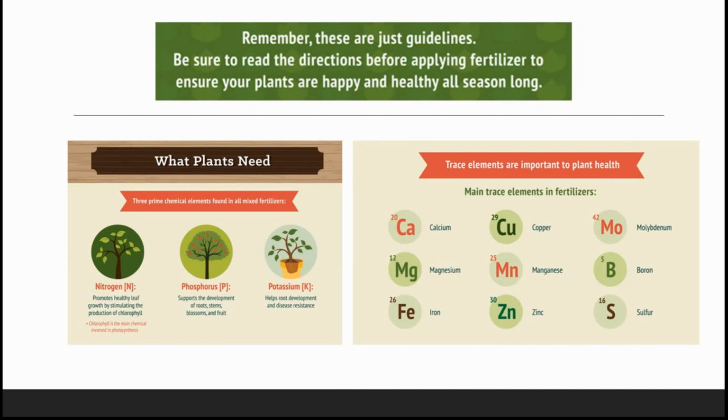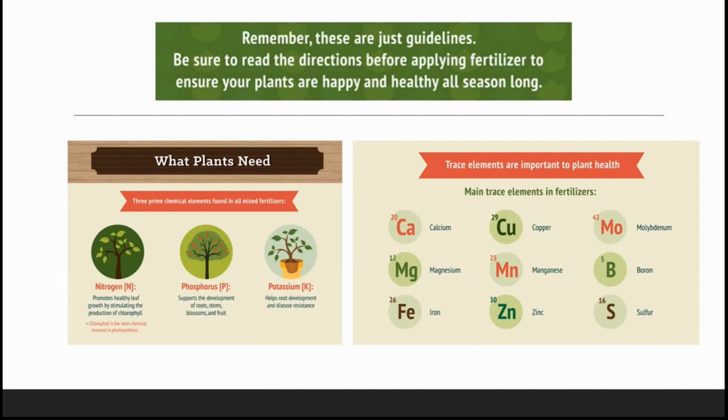Now, 3 prime chemical elements found in all mixed fertilizers are nitrogen, phosphorus, and potassium. Nitrogen promotes healthy leaf growth by stimulating the production of chlorophyll. Chlorophyll is the main chemical that is involved in photosynthesis. Phosphorus supports the development of roots, stems, blossoms, and fruit. Potassium helps root development and disease resistance and is also helpful in growing the size of your fruits.